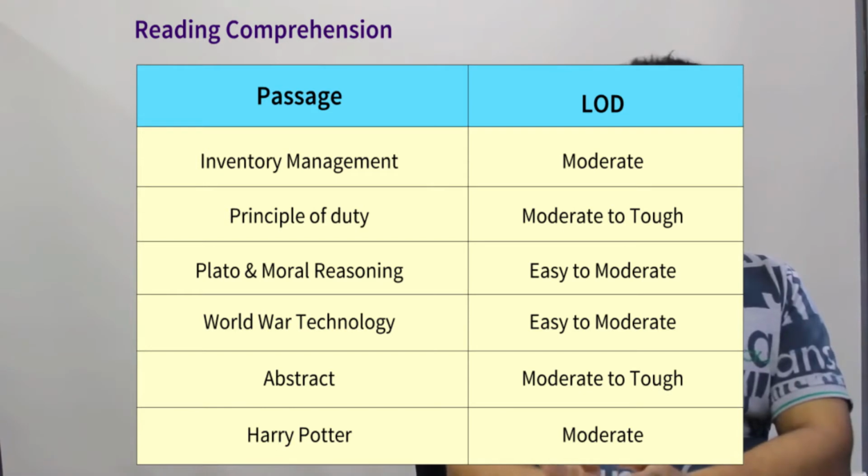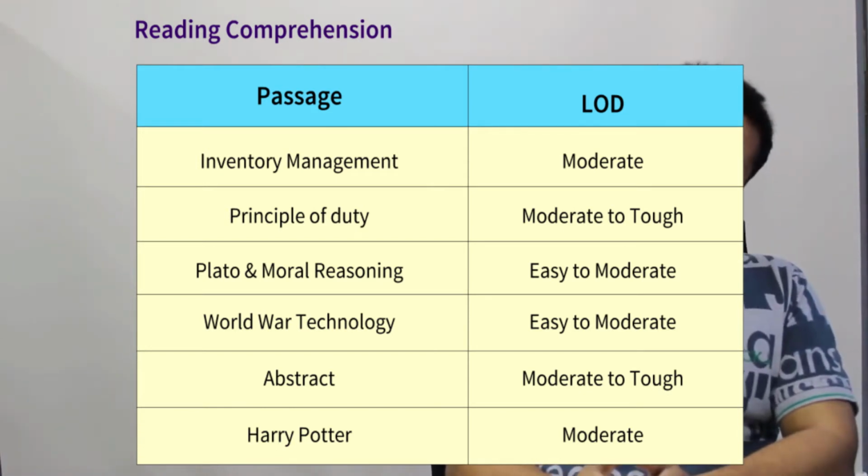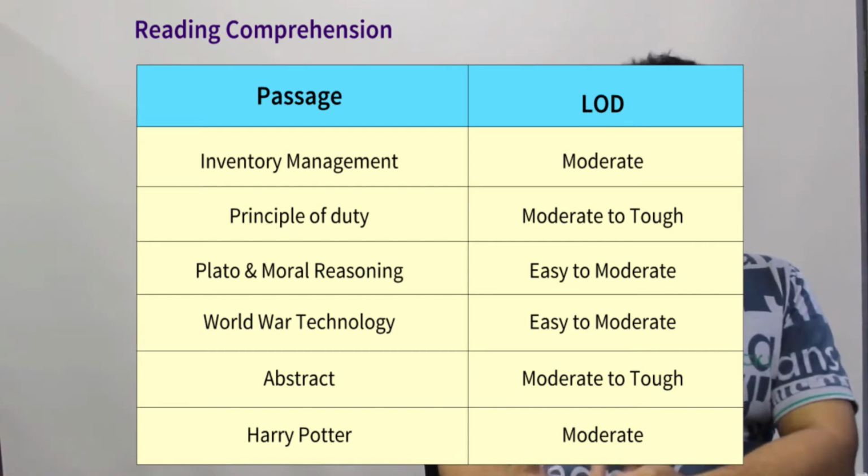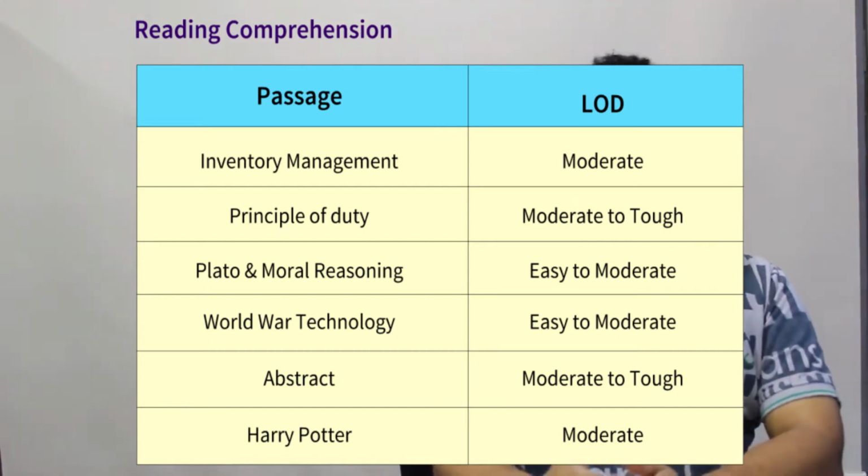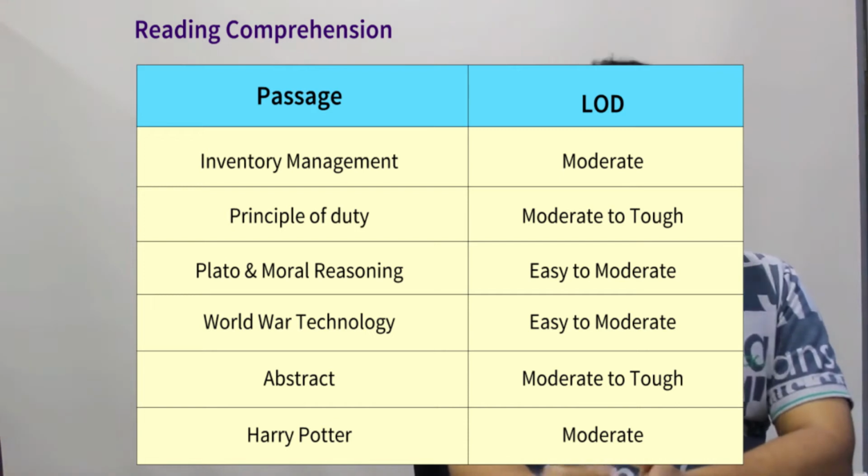There were 2 easy to moderate passages. The one on Plato actually was easy. So that was something which students might not have attempted, reading the word Plato. But that is something you should have tried.